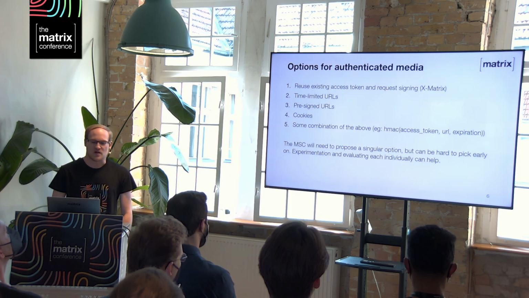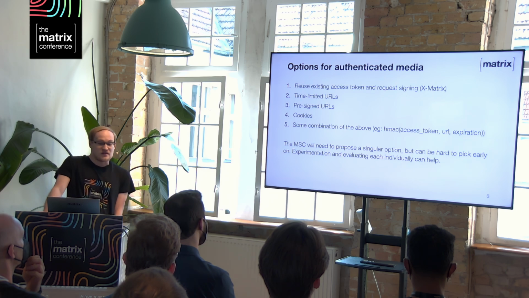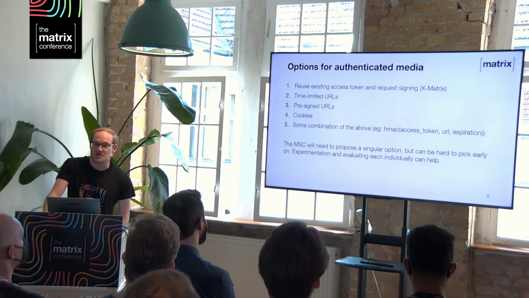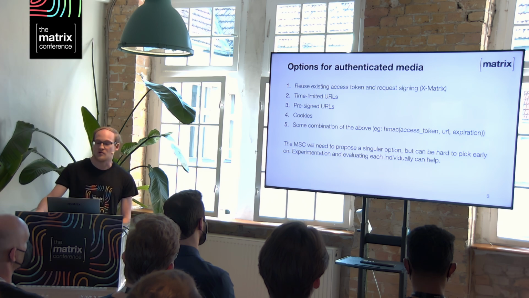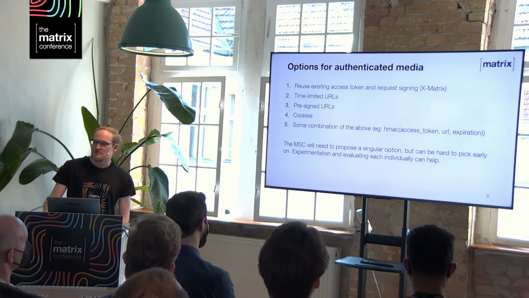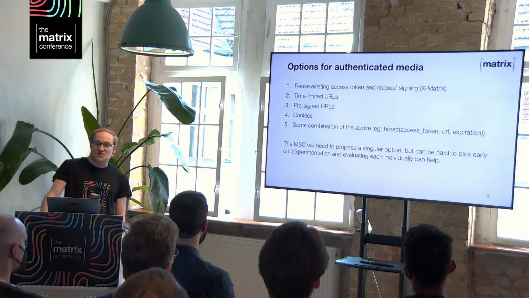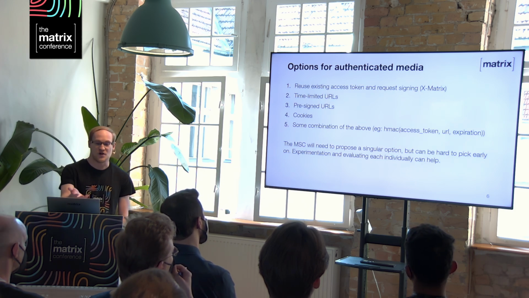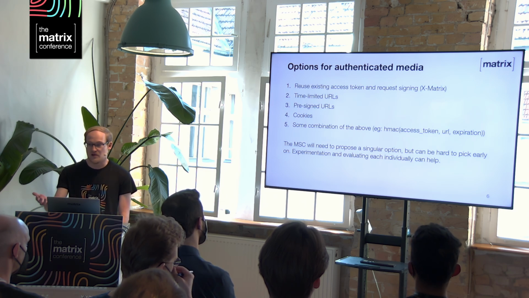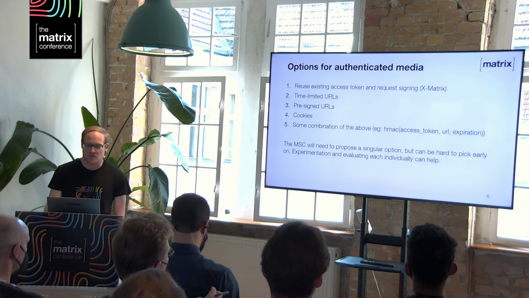But yeah, we'll explore that in a little bit more detail as we go here. Ideally the MSC has a single option, at least by the time that it is ready for FCP. Early on, it can have multiple options. Picking one is difficult, particularly when all 5 of these are very viable. For some MSCs, it's a little bit more clear which one is likely to be the most viable, but for authenticated media, there are 5 options. All 5 are equally viable. And so we just try and experiment and we evaluate each individual one.